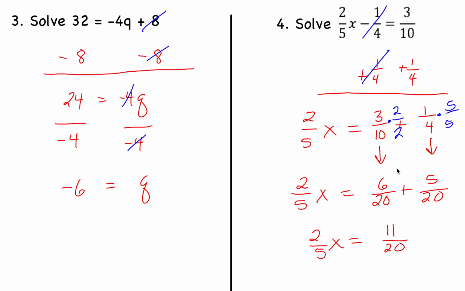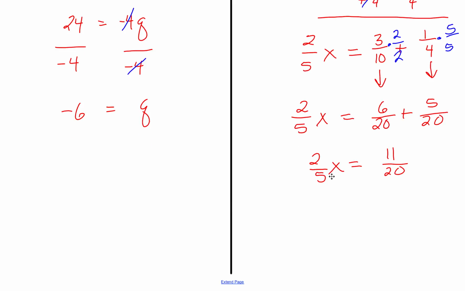So one more step. We need to get rid of this 2/5 that's being multiplied by x. And you know we need to multiply by the reciprocal of 2/5, which is 5/2. So we're going to do that on both sides. Our 2's and 5's both cancel, leaving us just with our variable alone, which is what we're trying to do, isolate the variable. So we have 11 20ths times 5/2. And what I did there was I divided 5 into 20. 5 goes into 5 once, 5 goes into 20 4 times. So we have 11 times 1 is 11, 4 times 2 is 8. And then 8 goes into 11 once with a remainder of 3. So our mixed number is 1 3/8.